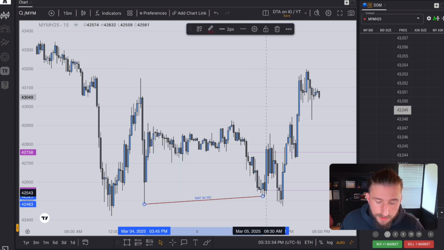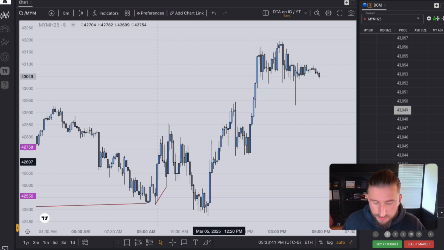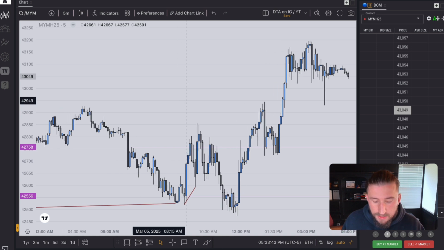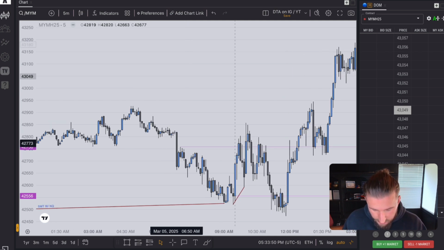This right here is one piece of confluence. This is a bonus, right? This is merit for the trade. Is that what we trade on solely? No, absolutely not. We do not trade on SMT by itself. That would not work out very well in the long term. So what do we have here?